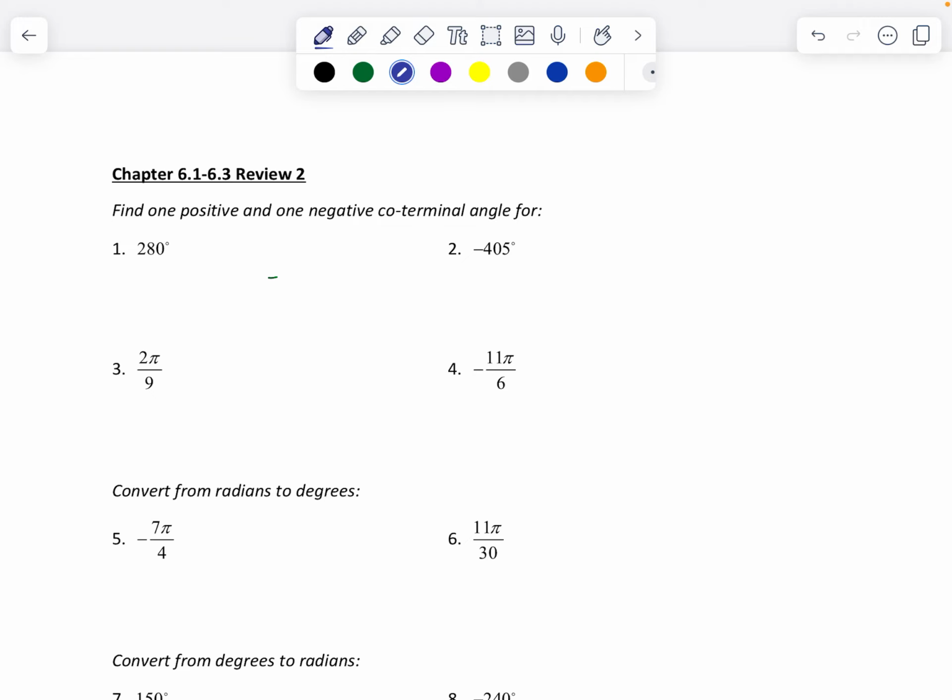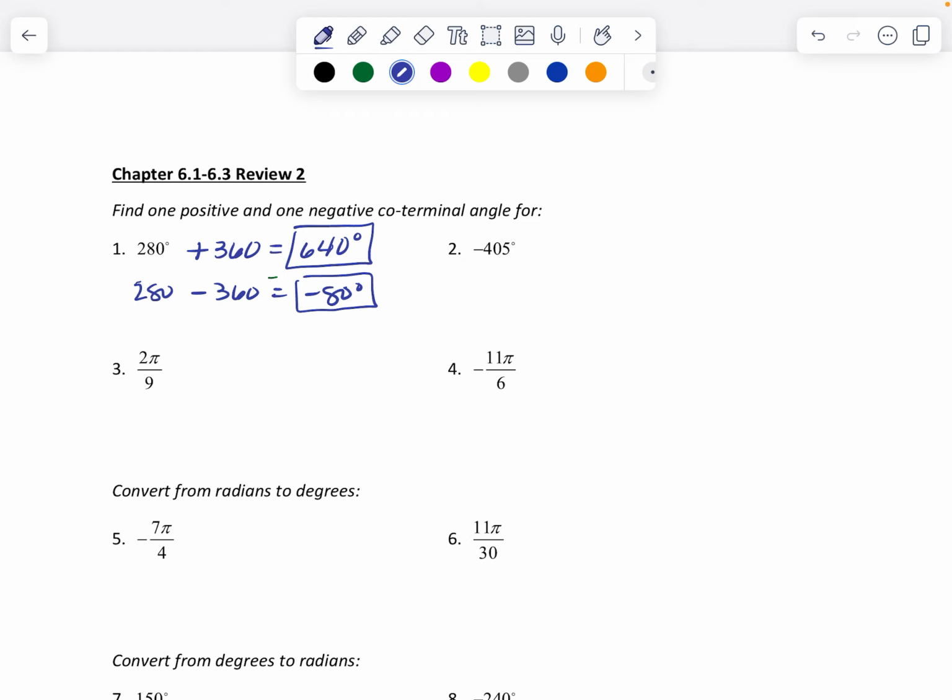If it's in degrees, you're going to add or subtract 360. So if we add 360 degrees here, we're going to get 640 degrees. So that will be your positive coterminal angle. And then if you do 280 minus 360, that's going to give you negative 80 degrees. So that'll be your negative coterminal angle.